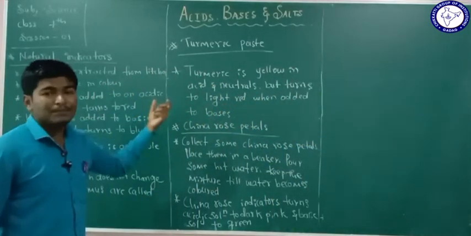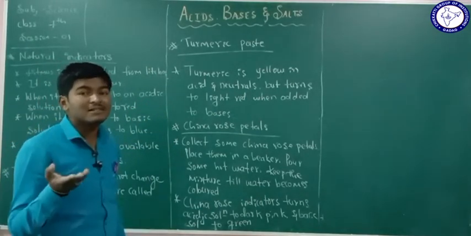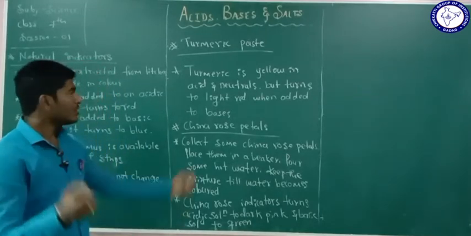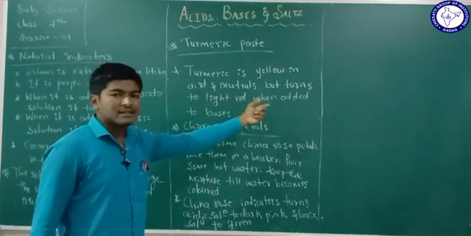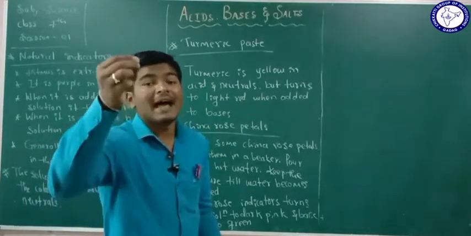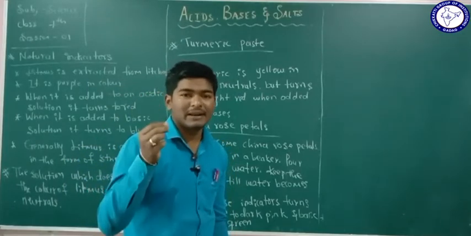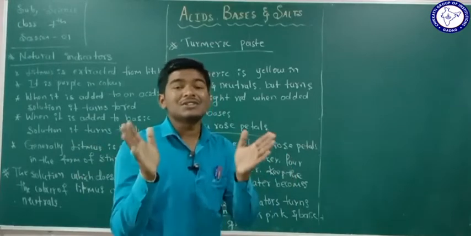So the turmeric paper, what are its characteristics, what are its properties? How are we going to confirm whether the given substance or solution is acidic or basic in nature? Turmeric is yellow in acids and neutrals. If you put that turmeric paper, blotting paper or filter paper into an acid or into a neutral, it doesn't change its color.